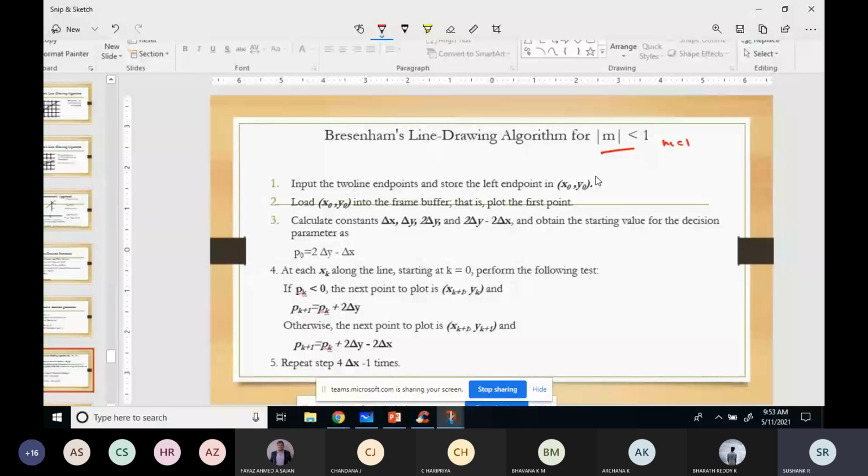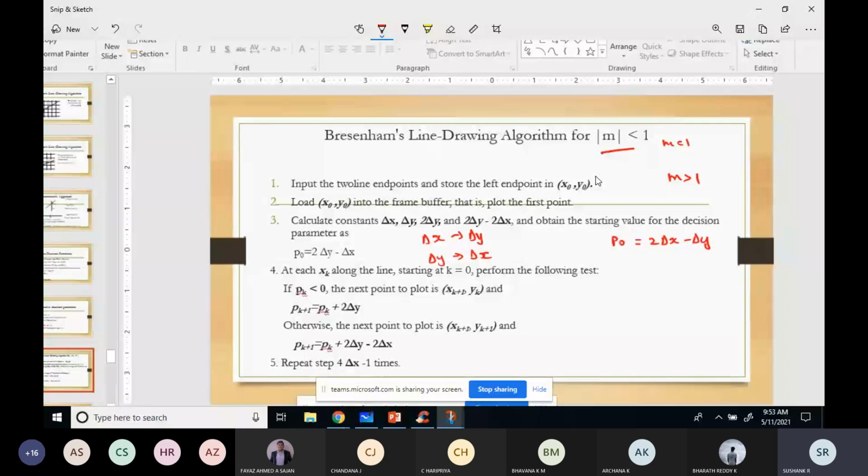Now, what if m is greater than 1? If m is greater than 1, you just replace delta x with delta y and delta y with delta x. That is how you can remember the formula. You're just replacing the variables. So if m is greater than 1, p naught will be, replacing y with x, 2 times delta x minus delta y.